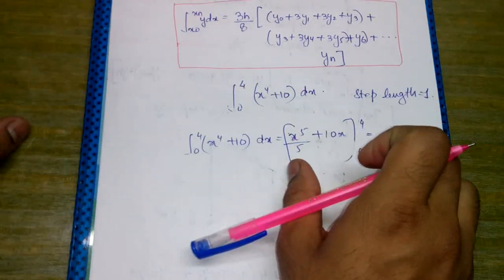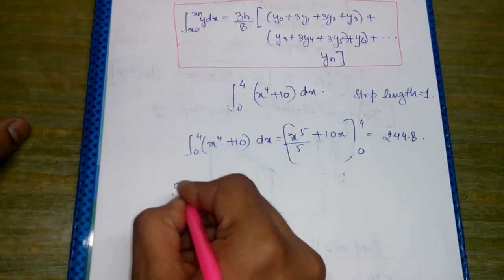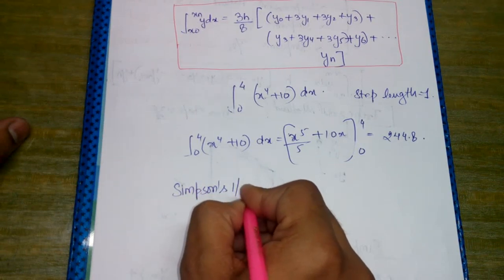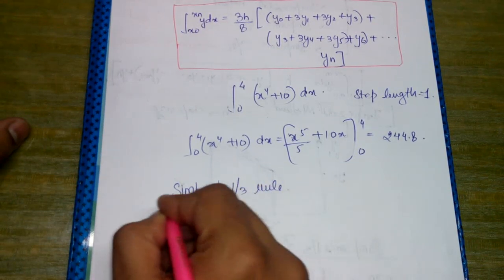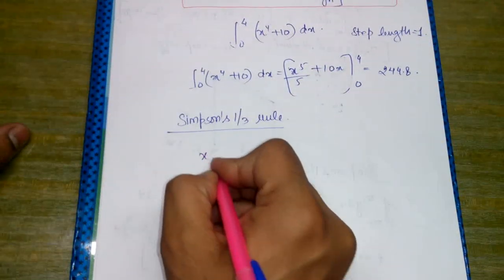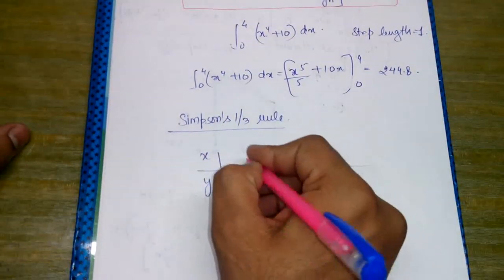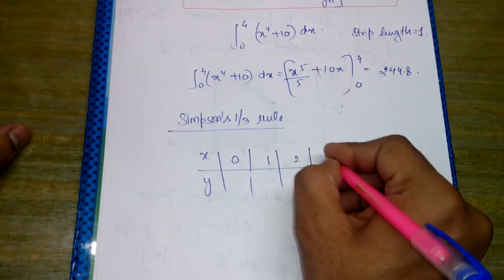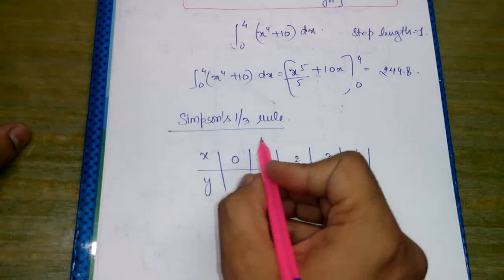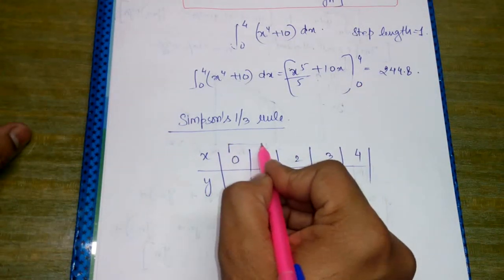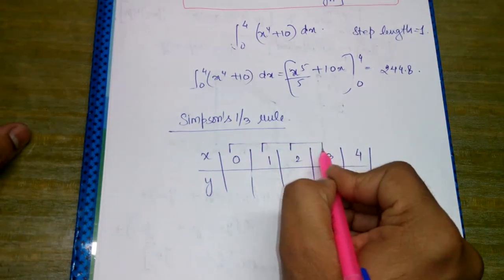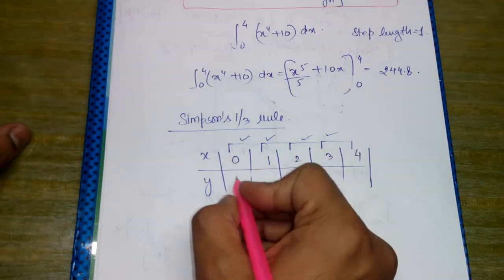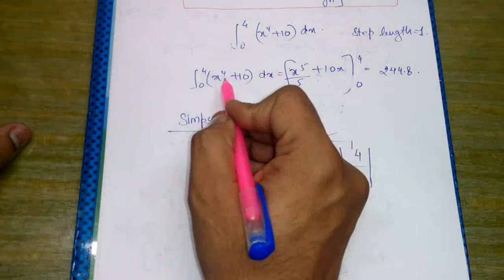Now if we apply Simpson's one third rule, by using the Simpson's one third rule we have x then y. Initial value is 0, then we have 1, 2, 3, and 4. So how many intervals are we having? 1 interval, 2, 3, and 4. There are 4 intervals. Now what will be the value of y for x equals 0?